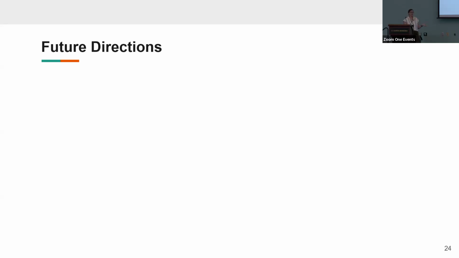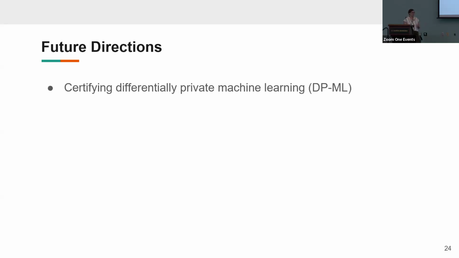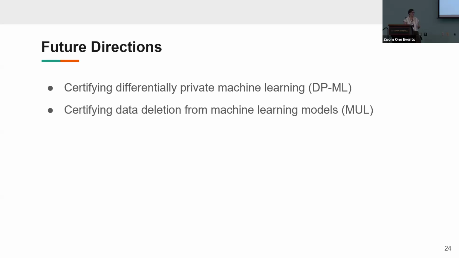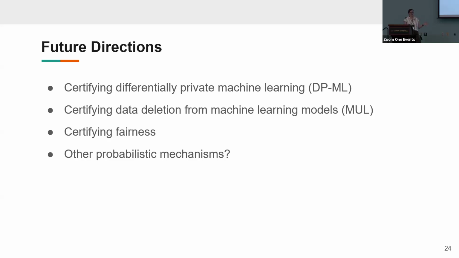Some future directions that we're currently working on include certifying differentially private machine learning, and data deletion from machine learning models, or machine unlearning. There are also some probabilistic mechanisms for fairness applications that seem potentially interesting, and I'd be interested in any other probabilistic mechanisms that come to mind that might be interesting for this sort of application.